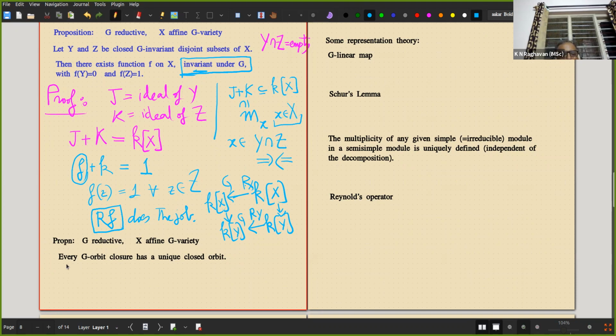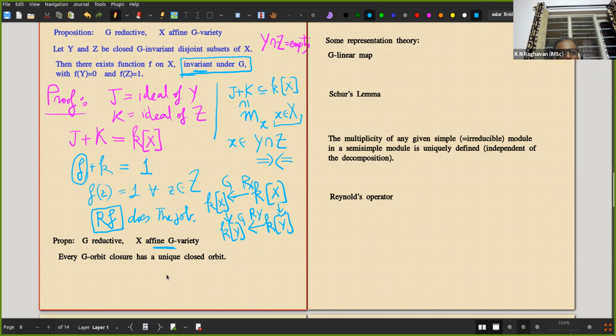Now, as a corollary of this, let's prove what we claim. Namely, if G is reductive and X is an affine G variety, then every G orbit closure has a unique closed orbit. Remember that example with the projective space: this hypothesis is important because I cannot drop it. That's what my example above tells us. And the reason again is very simple.